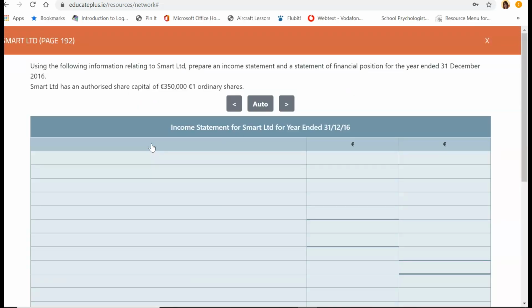Here we go, the income statement. So what is the first thing that we put into our income statement? It's sales, 980,000, into the third column.